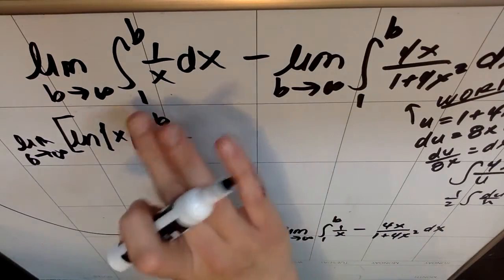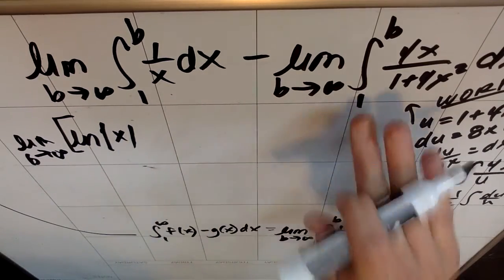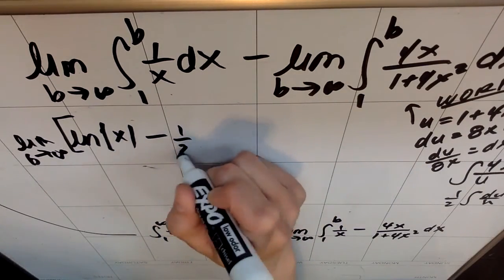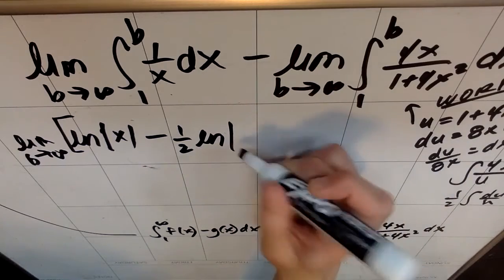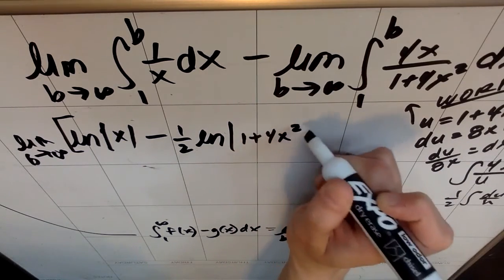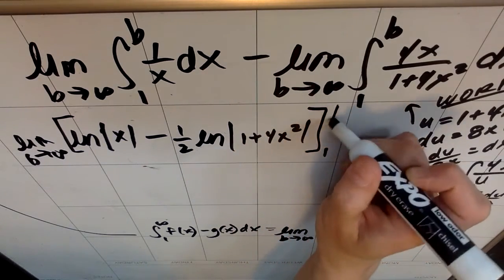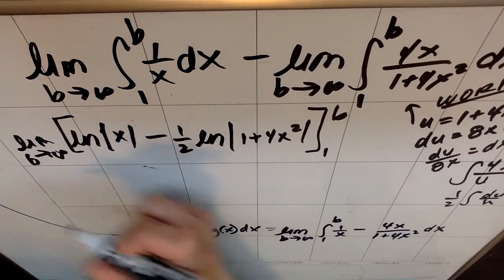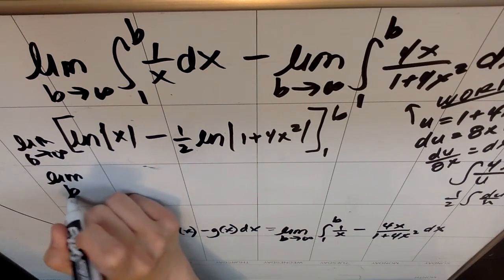Minus, and actually since I now know that this is just going to be a 1/2 the natural log of the thing that would have been u, which is the 1 plus 4x squared. Again, that whole thing can be evaluated from 1 to b, right? So this is the limit as b approaches infinity.